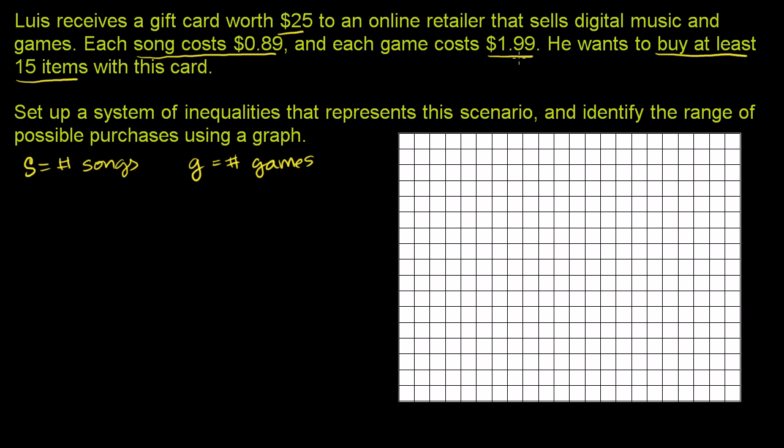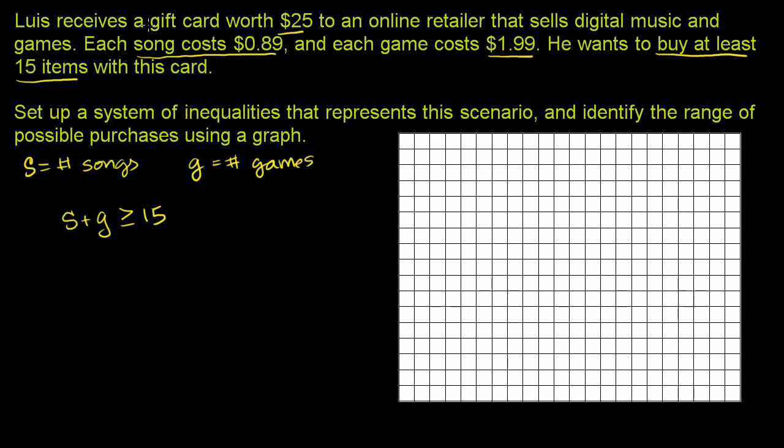Now, if we look at this constraint right here, he wants to buy at least 15 items with this card. So the total number of items is going to be the number of songs plus the number of games, and that has to be at least 15. So it has to be greater than or equal to 15. That's what that constraint tells us.